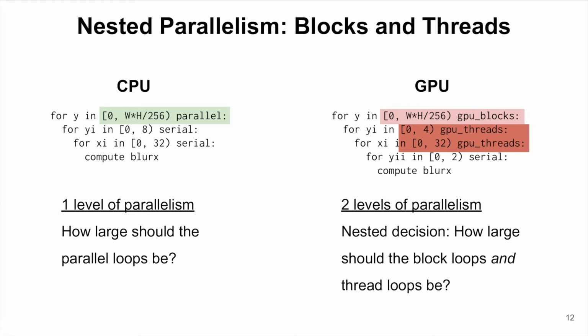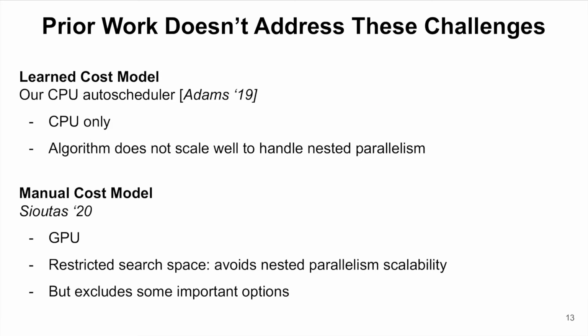To deal with this, we need some way to search the space of schedules in a scalable way. Prior work doesn't address this challenge. Our previous autoscheduler is CPU only, and its algorithm doesn't handle nested parallelism well. The state-of-the-art Halide GPU autoscheduler restricts its search space to avoid nested decisions, but this excludes some important options.